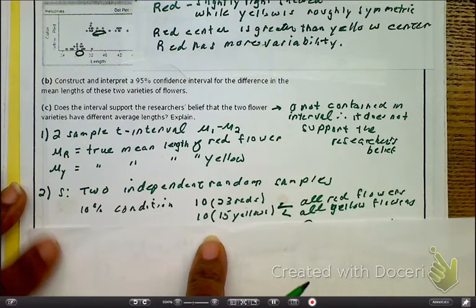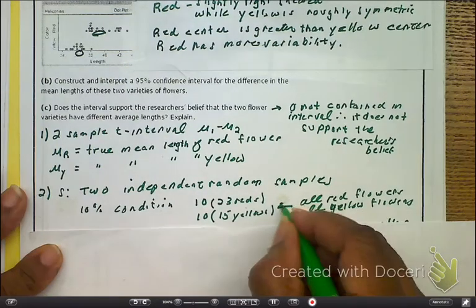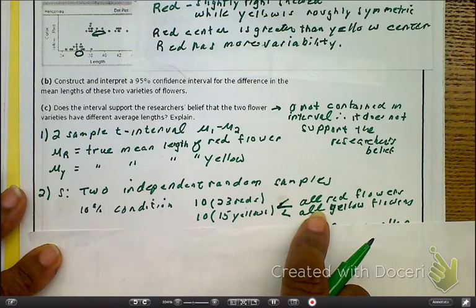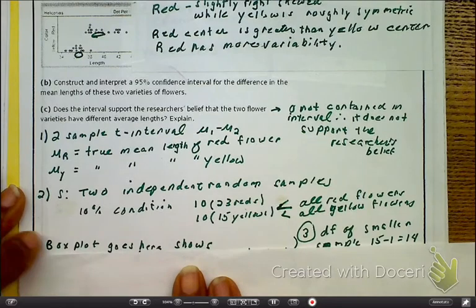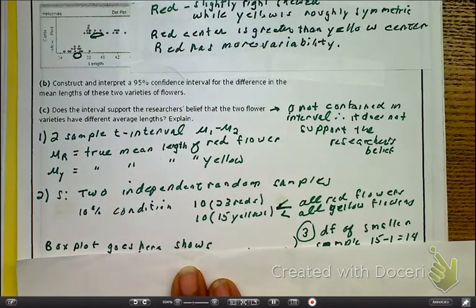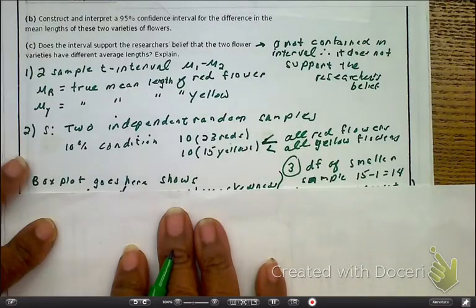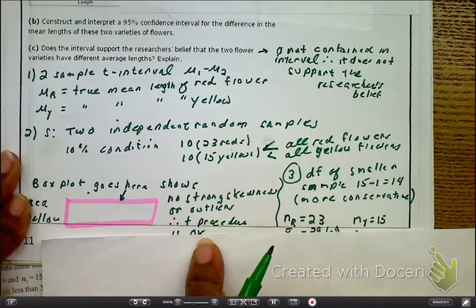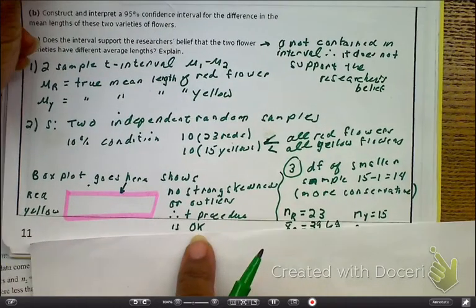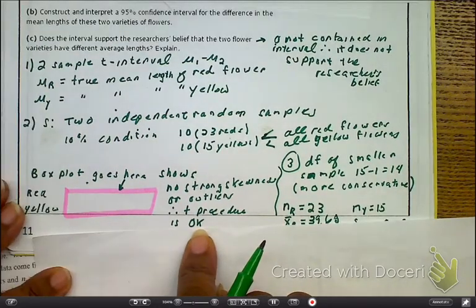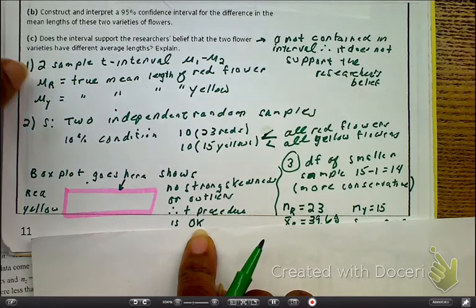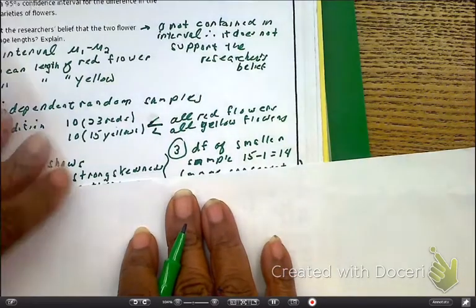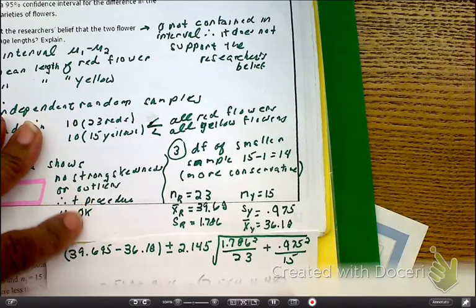And we have to look at our 10% rule. And in both cases, it is going to be applicable. Like I said, I'm putting in the box plot because I don't have time to do it, but you're going to confirm with the box plot that there's no strong skewness, no outliers. So based on this information, we can use our t procedure. That's our second step. Remember, our third step is where we are going to do the calculations.